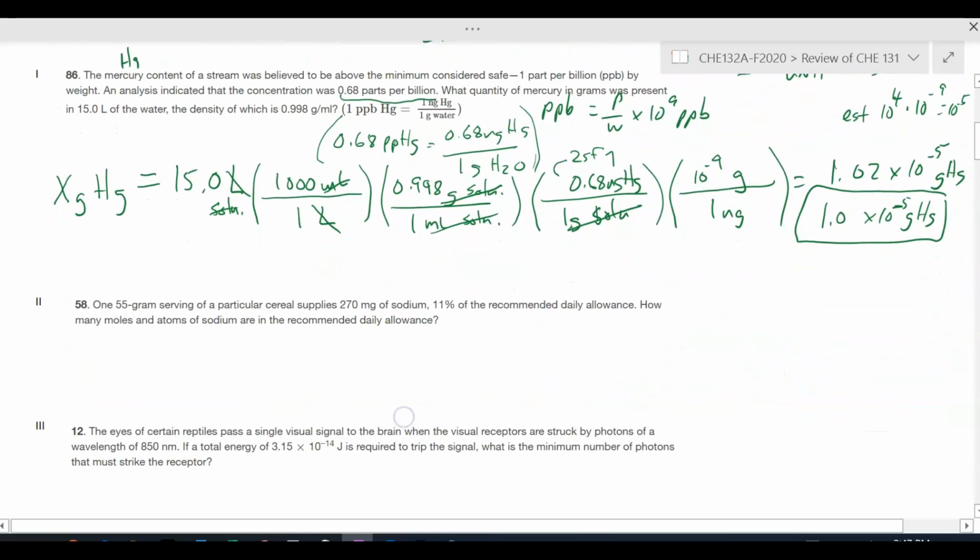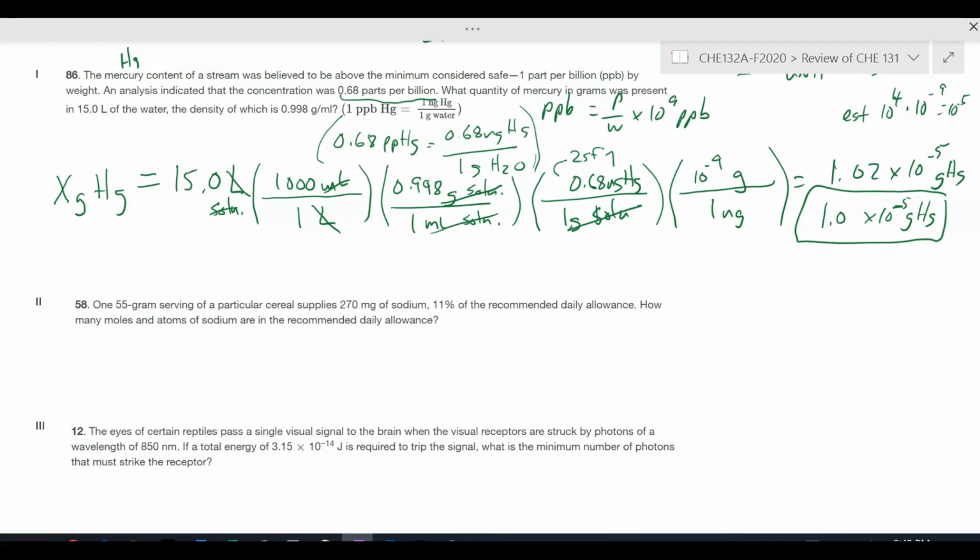All right, so pulled an example from chapter 2 here. We got a 55 gram serving of a particular cereal that supplies 270 milligrams of sodium, which is 11% of the recommended daily allowance of sodium. How many moles and atoms of sodium are in the recommended daily allowance?